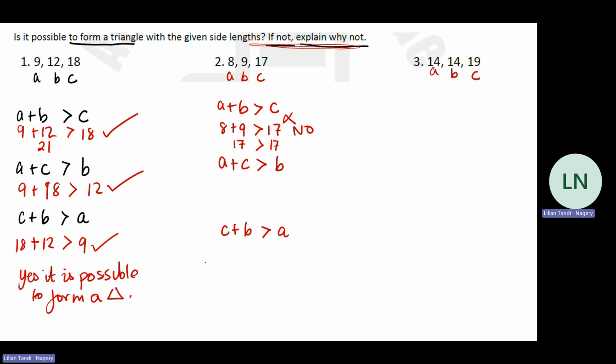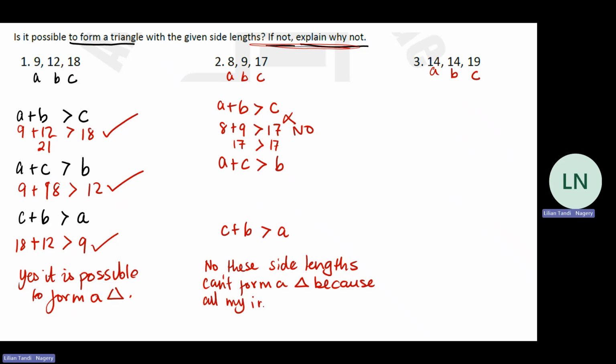Okay? So now we will say no. Is it possible to form a triangle with this side length? Okay. No, this side length cannot form a triangle, because all my inequalities are not true. You already said no here. Don't waste time. The minute you say no the first time, you stop there.